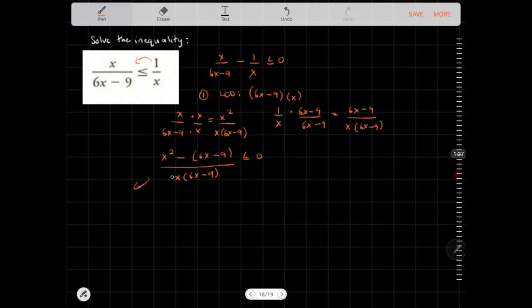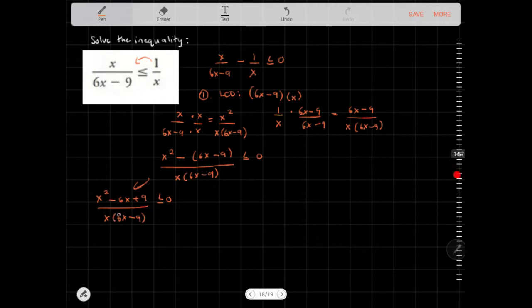At this point, I'm going to simplify this rational expression, and the way I'm going to do that is to simplify the numerator. So we have x squared minus 6x plus 9 over x times 6x minus 9 is less than or equal to 0. Now looking at this numerator, you can note that this is factorable.